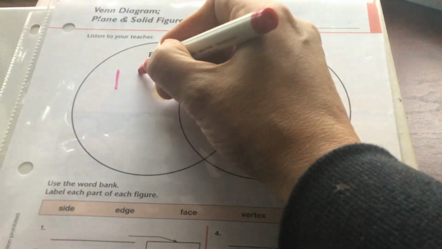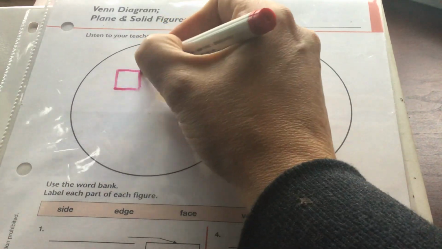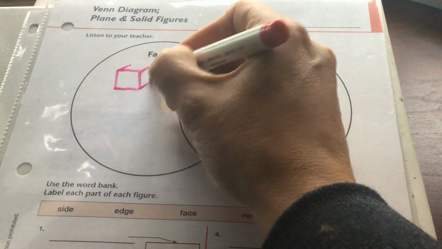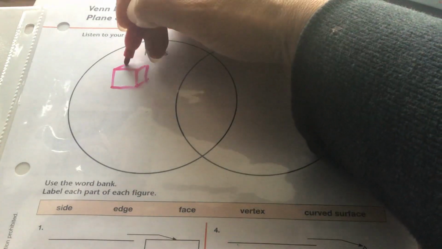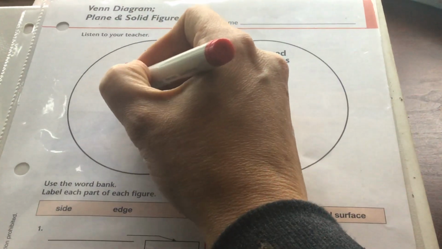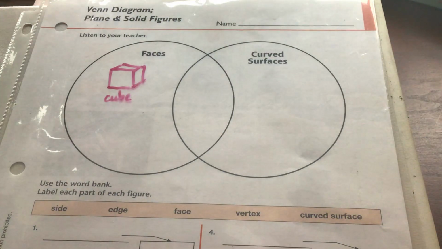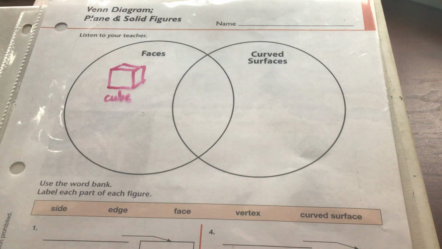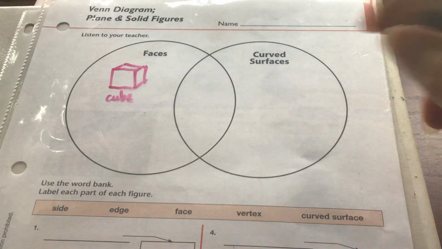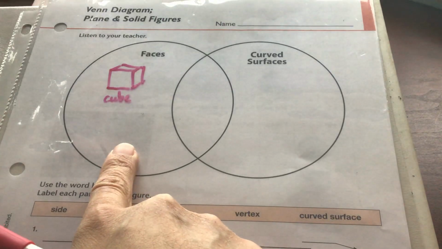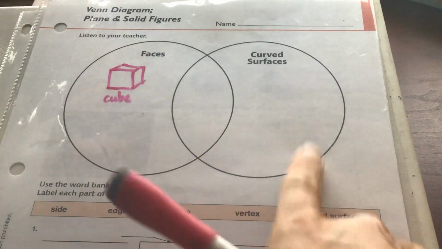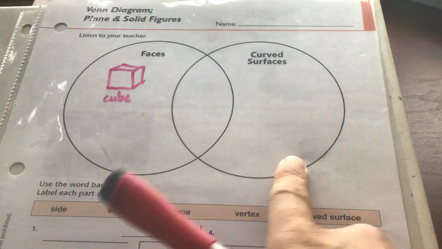Oh, I'm making a rectangle, sorry. Right, so you would draw your cube here. If it's easier, just write the word cube. I know you like to draw, and sometimes you want to spend all your time drawing, and that's okay, but you don't want to spend an hour drawing your shapes. Just do the best you can. All right, so a cube would go here, right? It only has faces. It doesn't have curved surfaces.